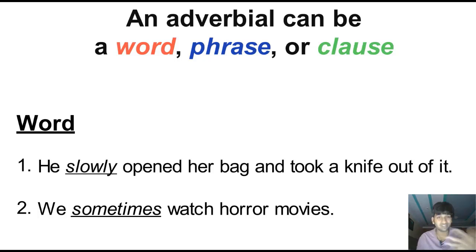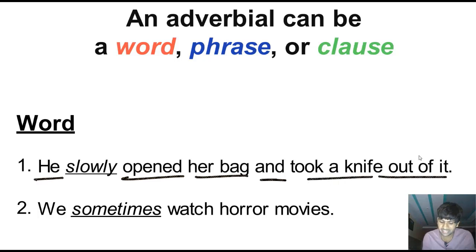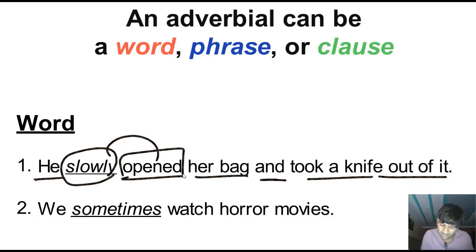All right, let's look at some examples of adverbials as just one word. He slowly opened her bag and took a knife out of it. He did something, right? How did he do that? In what manner did he do that? He slowly opened her bag. So slowly is a word that is giving information about the verb open. How it happened, it's telling us, right? He slowly opened her bag, right? It's talking about the manner in which the action took place.